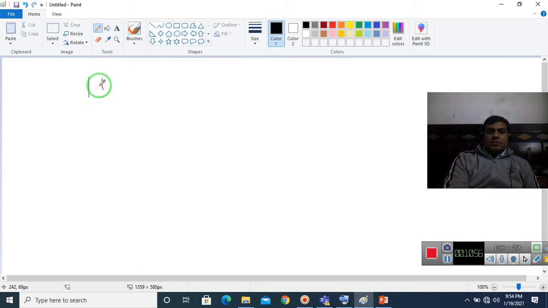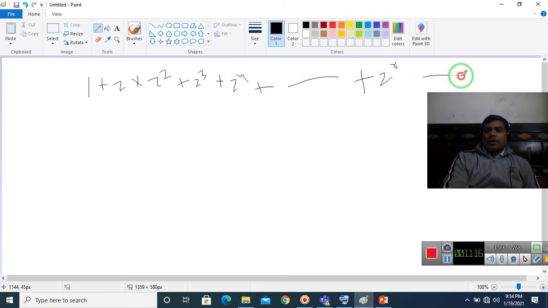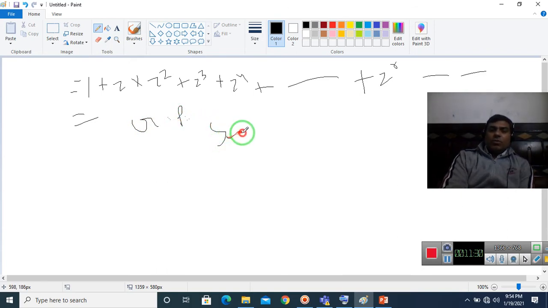1 plus z plus z square plus z cube plus z4, and plus z to the power r up to infinity. So what will be the solution? This is a geometric progression, GP, and this GP has the sum of infinite terms.